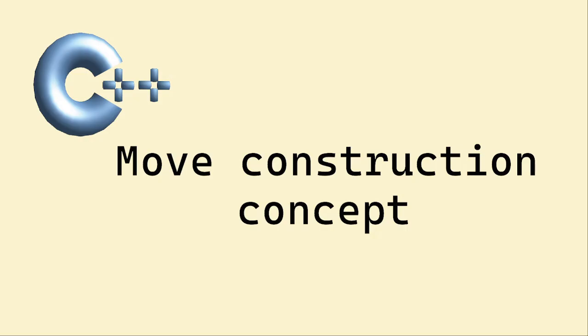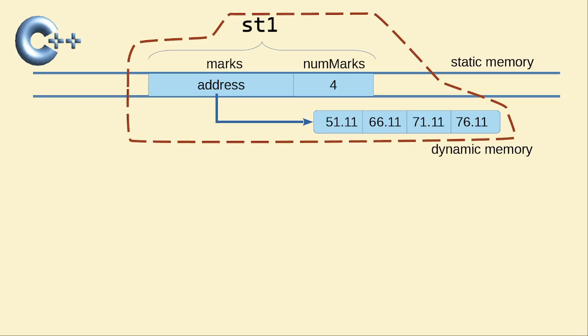Now it is time to learn the move construction concept. Suppose I have a student object called st1, which has the attributes marks and num marks, as I actually did in the coding practice just before. The num marks attribute carried the value 4, and the marks attribute carried an address of a dynamic memory space or dynamic array containing the 4 values 51.11, 66.11, 71.11 and 76.11.